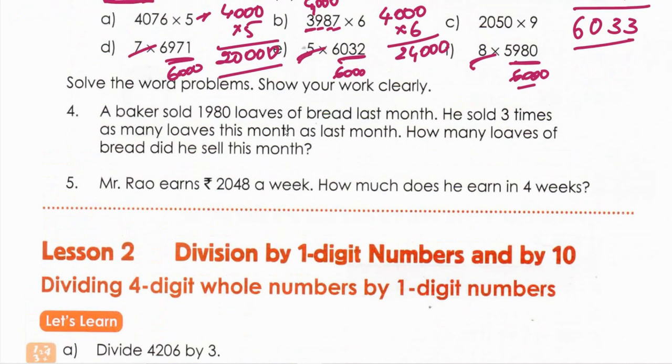Come back to the next one. Solve the word problems. Show your work clearly. In this, there is a question. A baker sold 1980 loaves of bread last month. What do you mean by the word loaves here? It is the plural form of the word loaf, L-O-A-F. Loaf means a lump of dough.